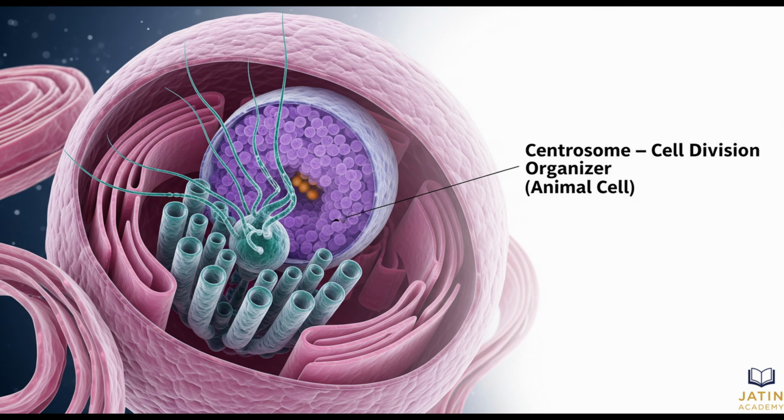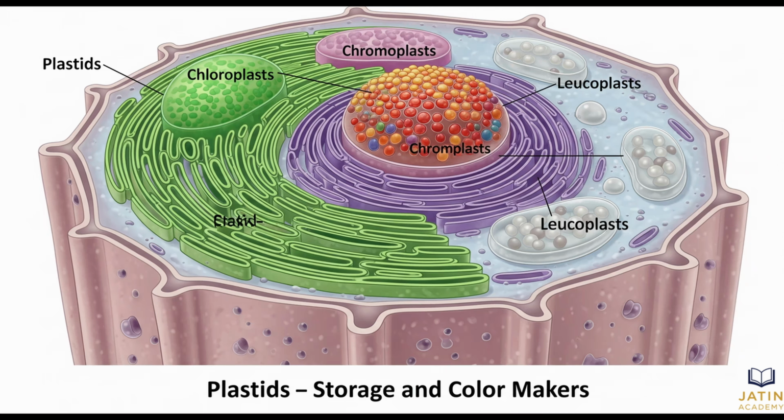Now we move towards the centrosome, something found only in animal cells. It is located near the nucleus and helps the cell divide, which means the preparation for making a new cell begins here. Now let's walk over to a special corner of the plant cell where we find some unique organelles called plastids.